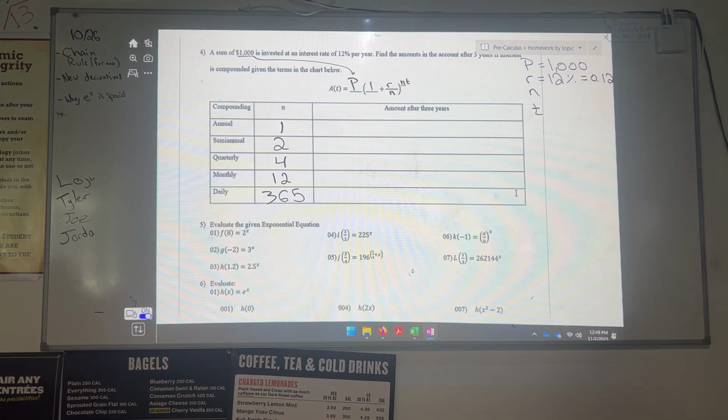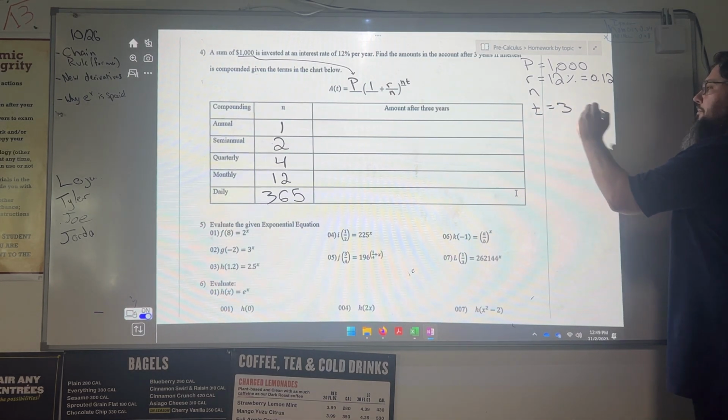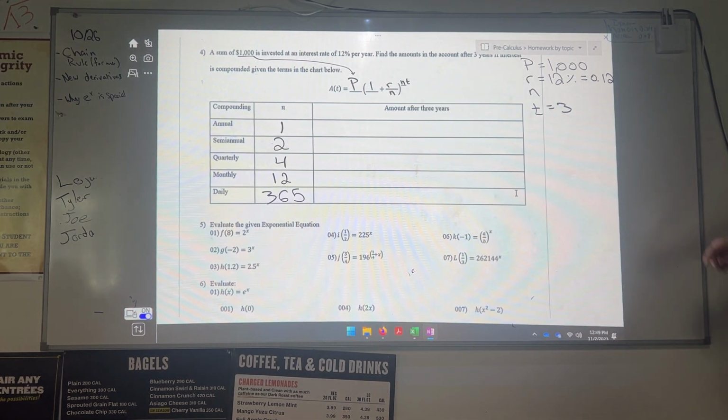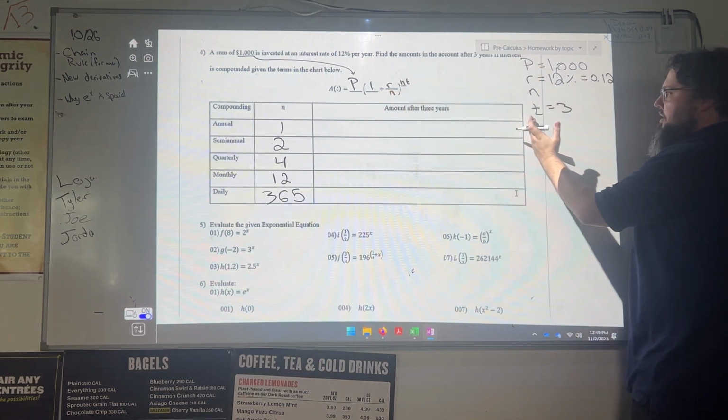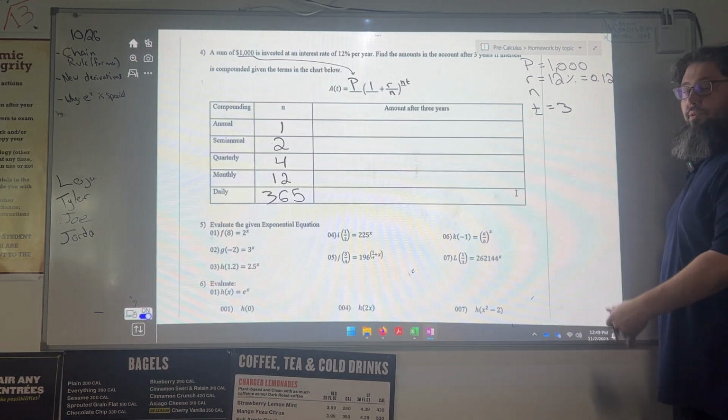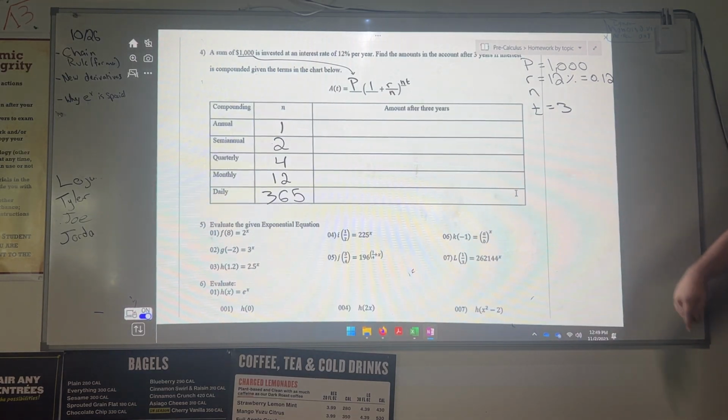All right, our n is our compounding times. We don't know how many times it's compounding yet, so we're going to leave that alone. And Brady, pick somebody to tell me how many years we're doing this for. 3. All right. So right now, could I replace each of these variables with something? Which one can't I mess with yet? N.